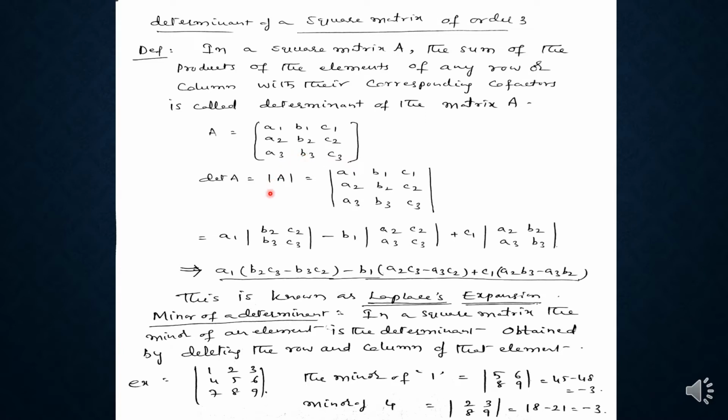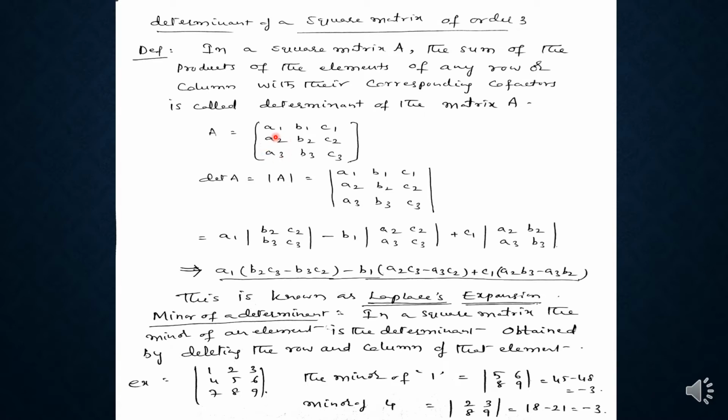And what is the cofactor? The cofactor of an element is equal to minus 1 whole to the power of i plus j into its minor. Here i indicates the row number and j indicates the column number. And the cofactors of the elements are denoted by the corresponding capital letters.